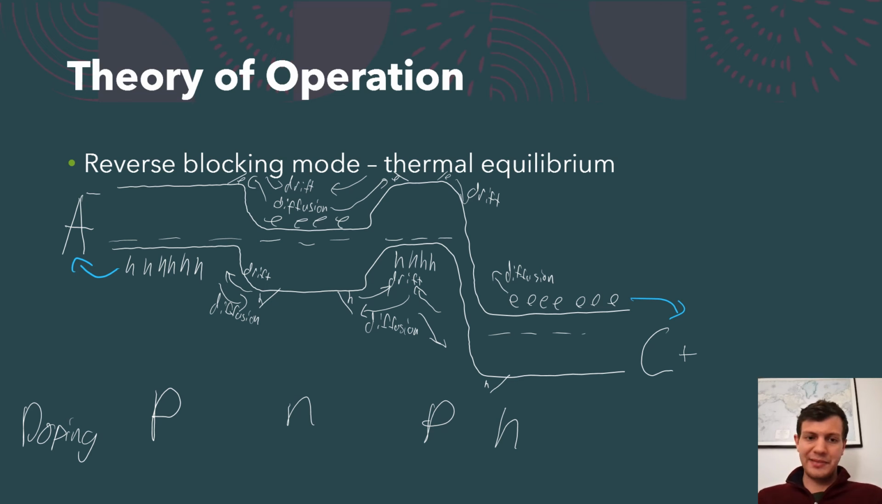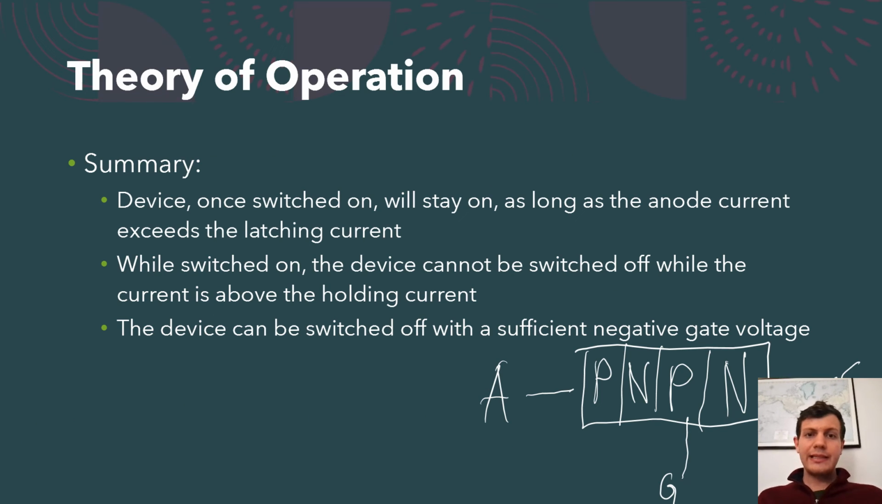All right, I know that was a lot, but hopefully this explains how this device operates. So in summary, the device, once you switch it on by raising the gate potential while it's in the forward blocking mode, will trigger it to move into the forward conducting mode, and it'll stay on as long as there's current flowing from the anode into the device.